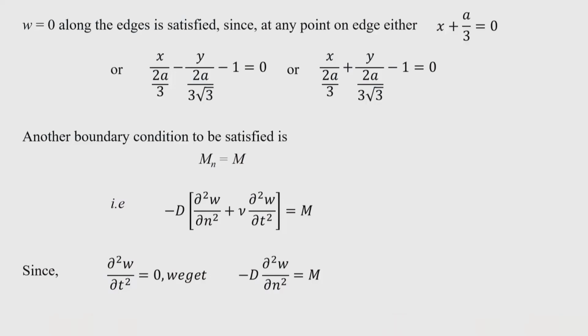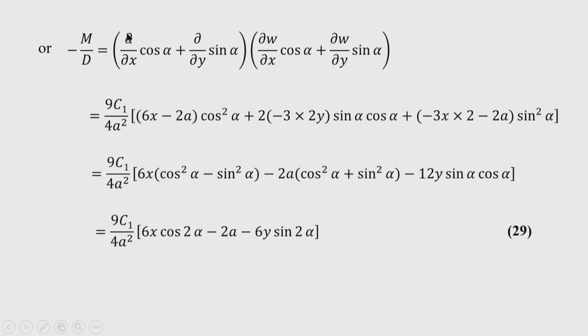Now, since it is supported along the edges, naturally this derivative is 0, the curvature is 0, and hence we get the condition of bending moment as minus D del square w by del n square equal to M. Now, the bending moment, that is the curvature, is with respect to the direction n, not with respect to direction x or y. So, here is the differential operator with respect to n, where alpha is the angle that the normal makes with the x axis.